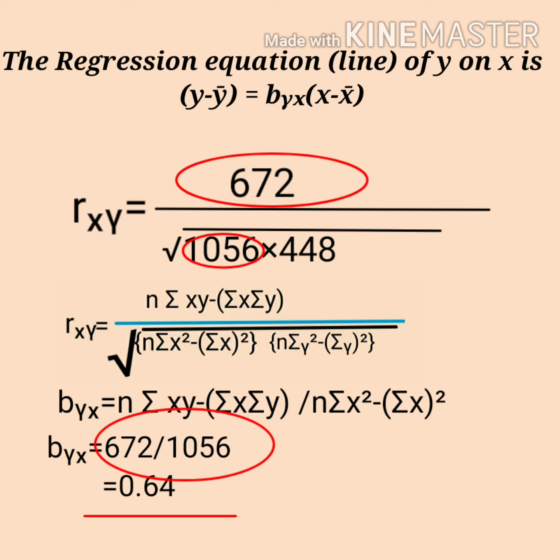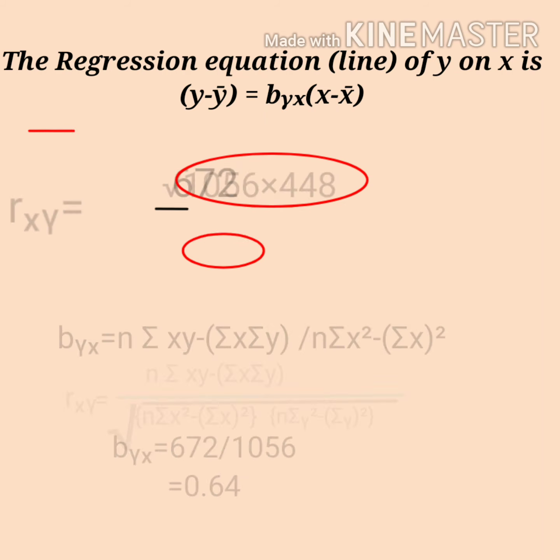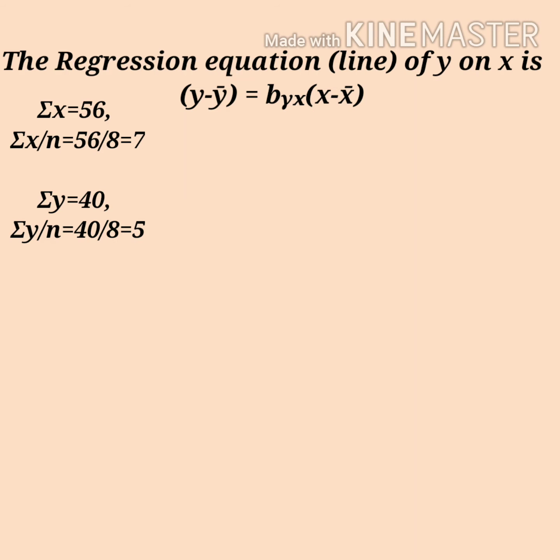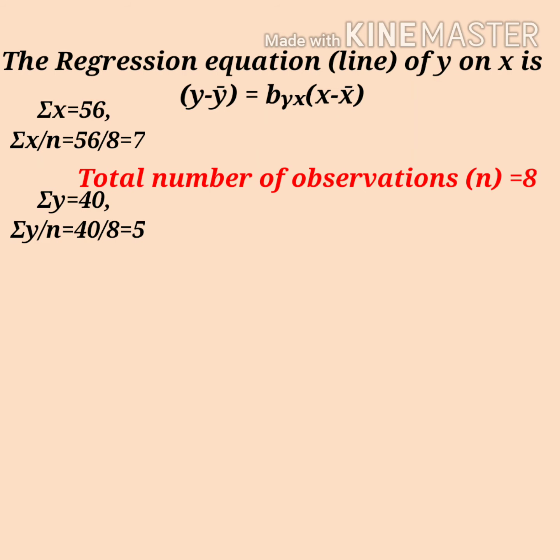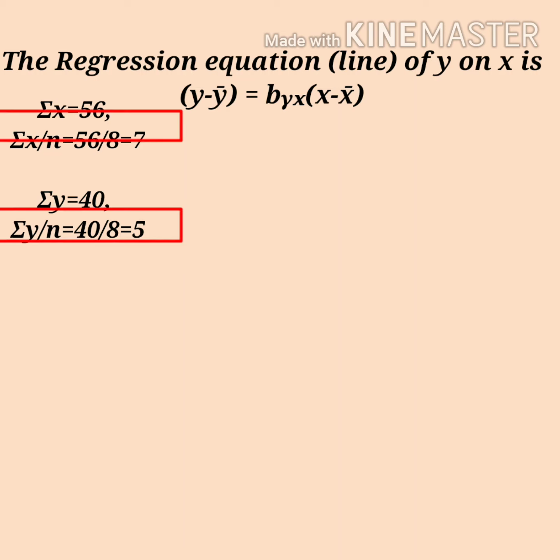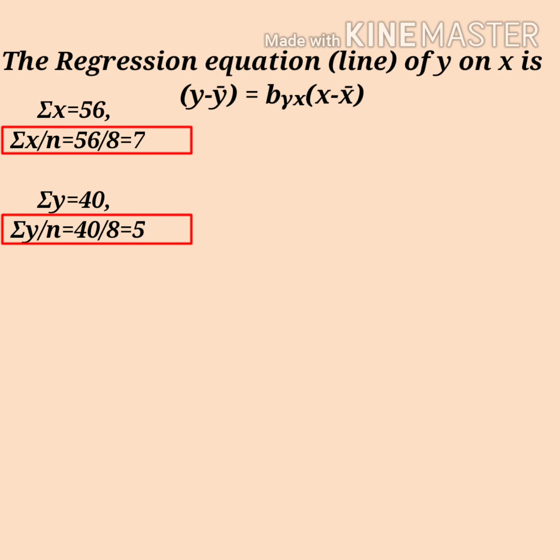So in the next step, I will have to calculate the regression equation of y on x. So byx I have got, but I will have to calculate the value of x bar and y bar. At the time of calculating rxy, I have got the value of summation x and summation y, and the total number of observations is 8 for both the variables x and y. So we can say n equal to 8. And we all know the formula of x bar, that is summation x by n, and summation y by n. So we have got summation x by n equal to 7 and summation y by n equal to 5, means x bar equal to 7 and y bar equal to 5.